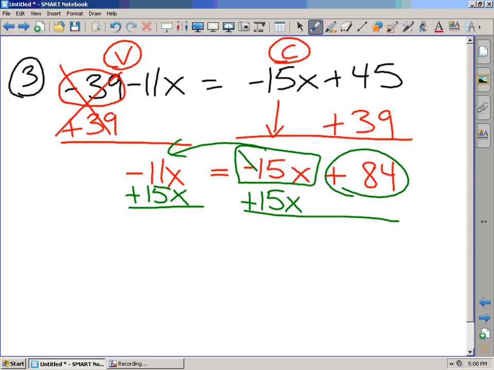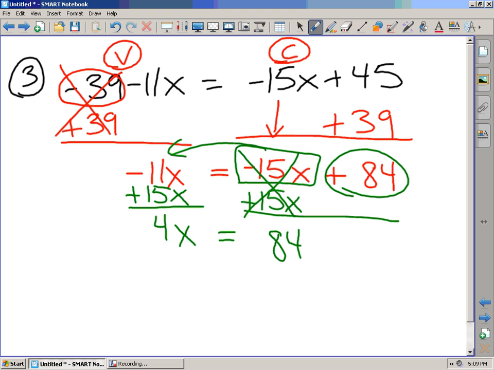On the right side, negative 15x plus 15x is equivalent to 0. So I'm left with an 84 on the right side. On the left side, negative 11 plus 15, I get a positive 4x. The final step is to divide each side by 4.